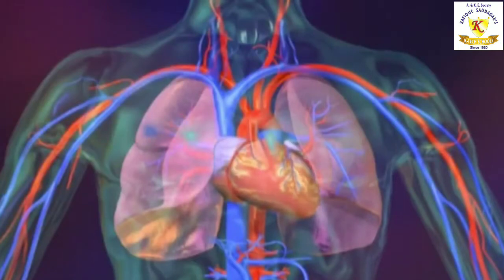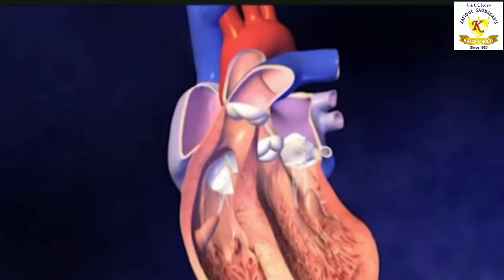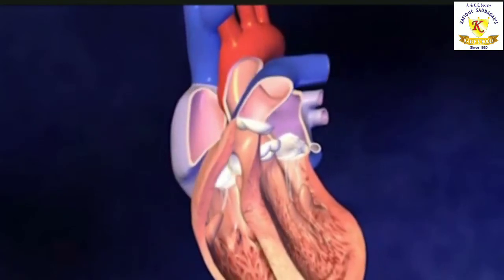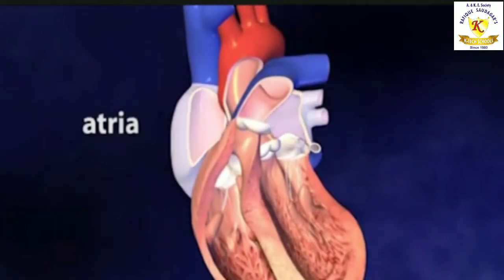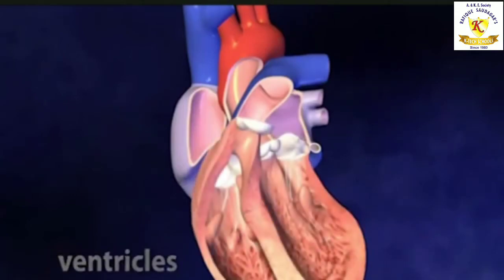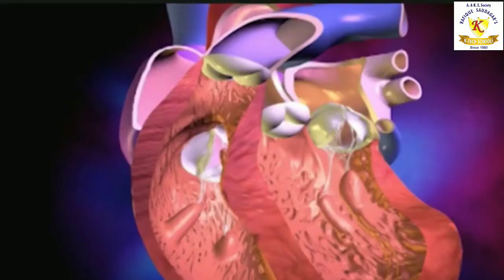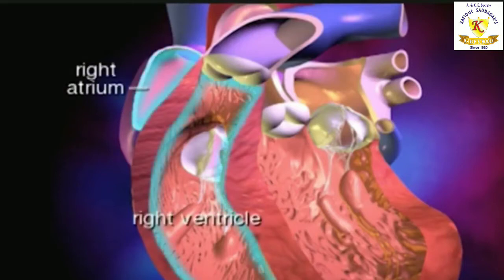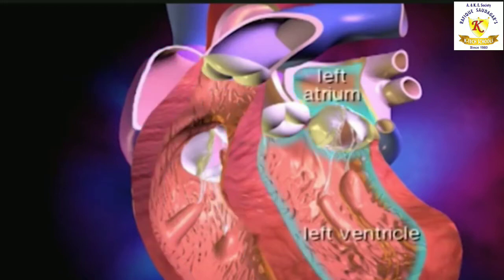Let us first understand the structure of the heart. The heart is divided into 4 chambers. The upper 2 chambers are called atria, and the lower 2 chambers are called ventricles. The right side of the heart is called the right atrium and the right ventricle. Similarly, the left side of the heart is called the left atrium and left ventricle.